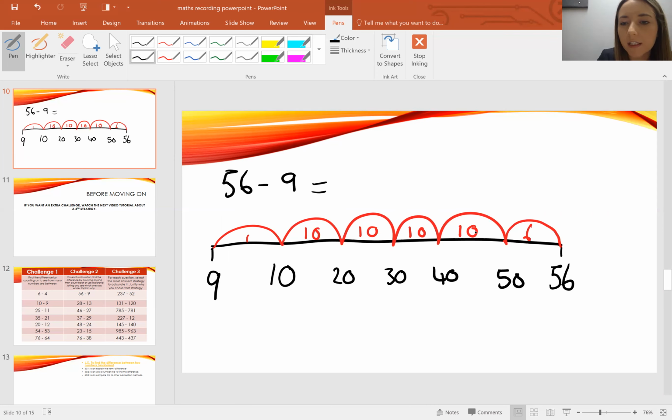10, 20, 30, 40. Add 6 is 46. Add another one is 47. Okay, so that was that strategy. Now I'm going to do the same using a pictorial jotting because I want to see which one's easier.